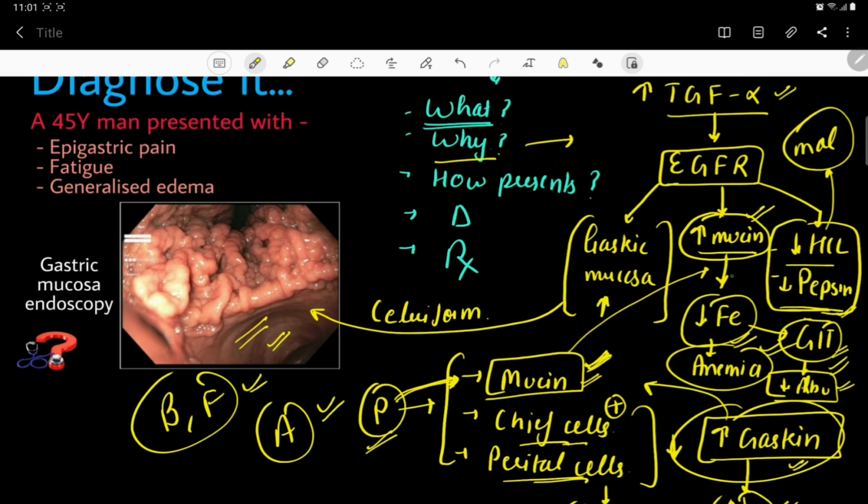And due to the increase in mucin production, there is decreased absorption of iron that leads to anemia. Also, due to increased mucin production, there is decreased transit time of the food in the stomach and the whole GIT, which leads to malabsorption. Also, due to decreased iron absorption, there is malfunctioning of the GI mucosa that leads to decreased absorption of food, which also leads to hypoalbuminemia. And the decreased HCl and pepsin production also leads to malabsorption of the food. So this is the main pathogenesis behind this disease.